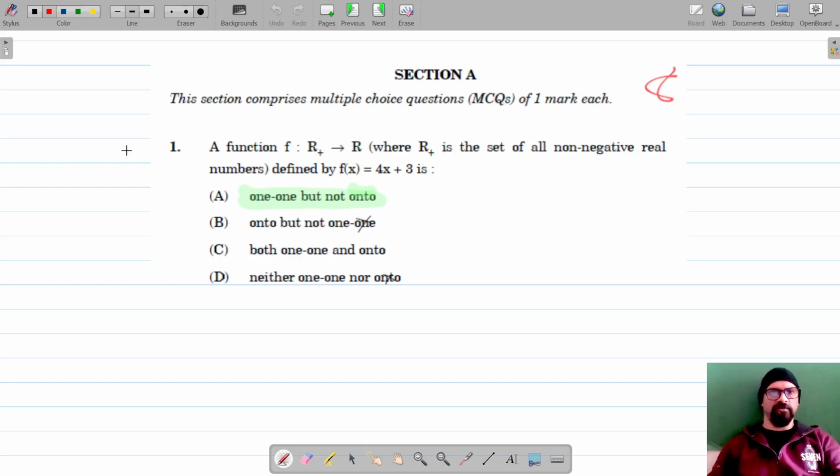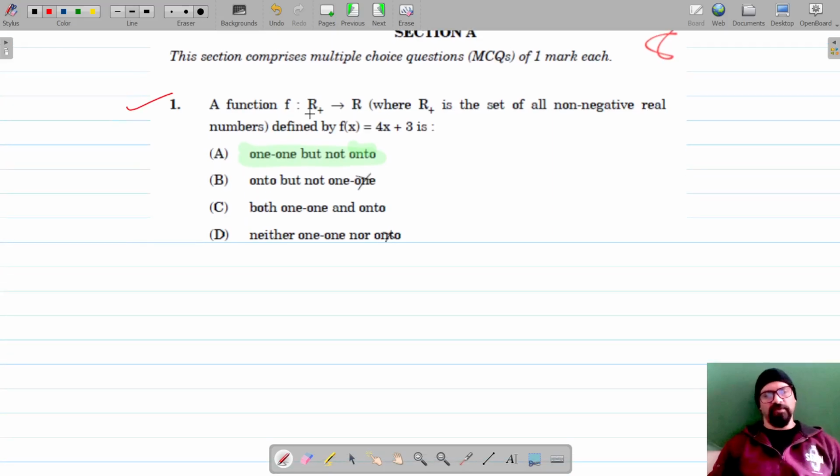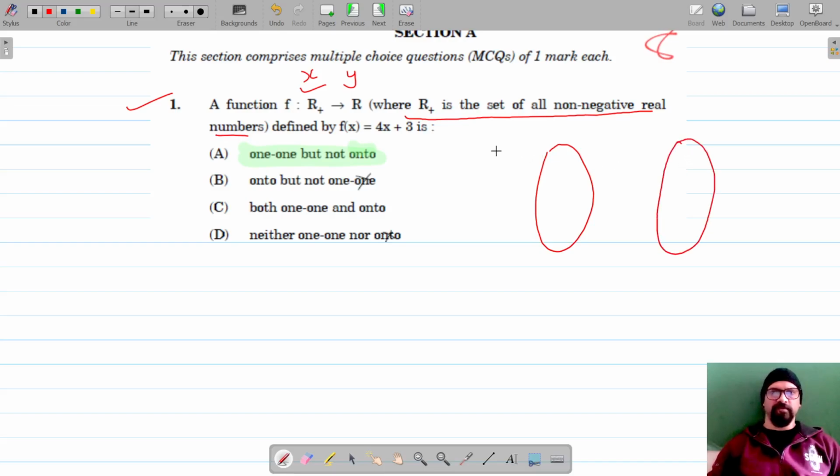The first question says there is a function mapped from R plus, and R plus is the set of all non-negative numbers. So this is our X, that is the input, and the output will be all real numbers. So this function is mapped like this. The first set has all real numbers which are positive, and the other has all real numbers, including the positive and the negative.